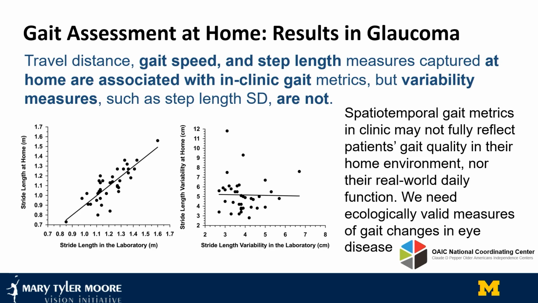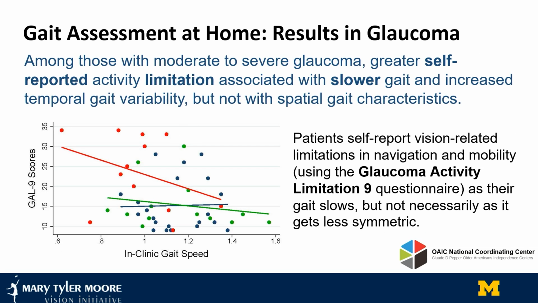Among our findings was the fact that the length and speed of steps taken at home and in clinic were clearly associated, but the variability of at-home gait was not associated with in-clinic variability and was often greater, suggesting that testing in clinic may miss the influence of environmental factors on gait.